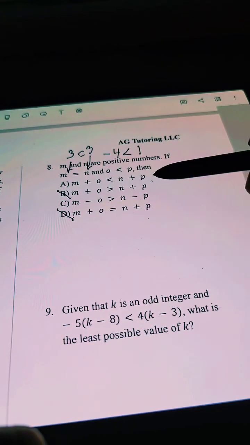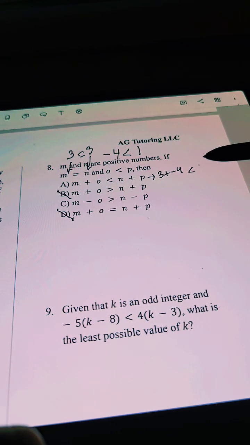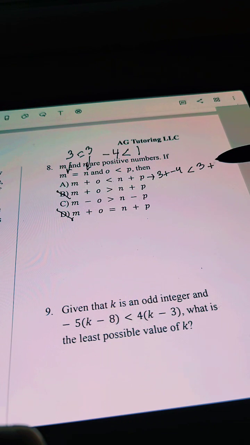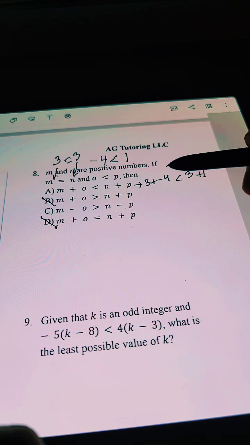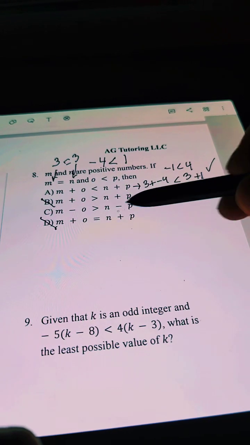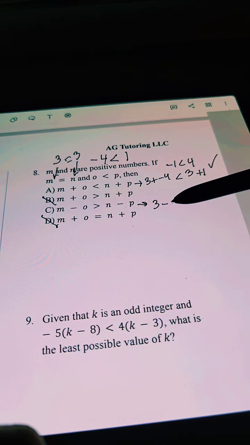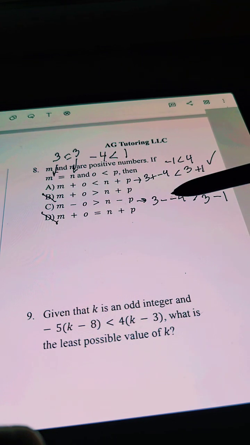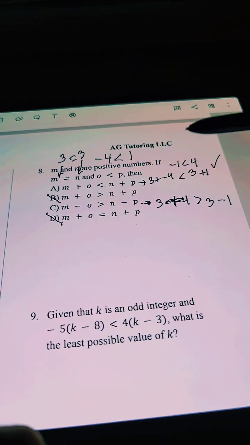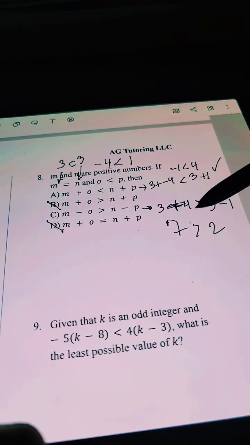So then let me try that for each of these. So I would do, okay, 3 plus -4 is less than 3 plus 1. Yeah, 1 is P. So then I would have -1 is less than 4. That checks out. So let me try it now for C, the other remaining one. So then I would try, okay, 3 minus -4 is greater than 3 minus 1. You see, and it keeps working. Oh my God, this is so annoying. This is why I kind of hate showing it this way, because you have to keep trying over and over again.